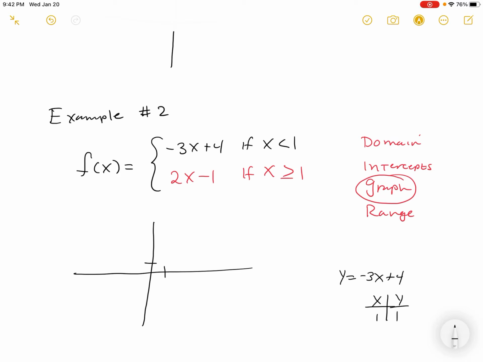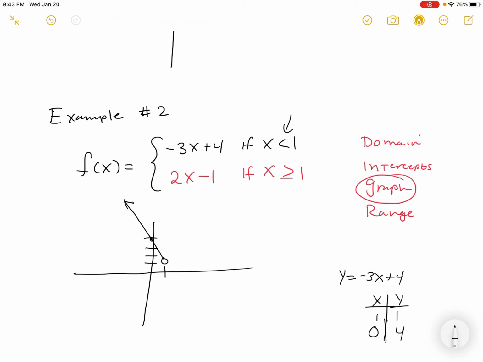Now, we don't actually obtain that point because we don't actually get to the 1. We're strictly less than 1. Let me plug in another number that's less than 1. Let's plug in 0. When we plug in 0 for x, what do we get out for y? Well, we get 4 out. Well, that's enough to graph the line. We now know what this line looks like. It's going to that open circle and going right through that solid dot. There's that black part of the piecewise defined function.